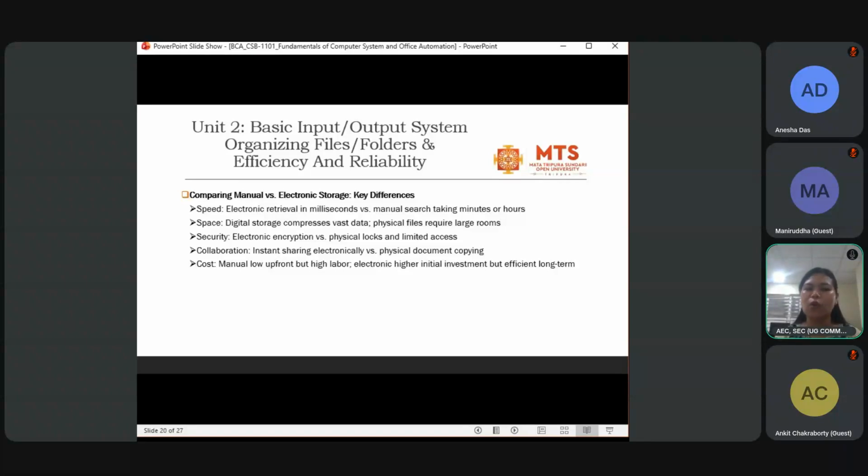Cost: manual is low upfront, but high labor cost will be there. Electronic is a high initial investment but efficient for the long term.